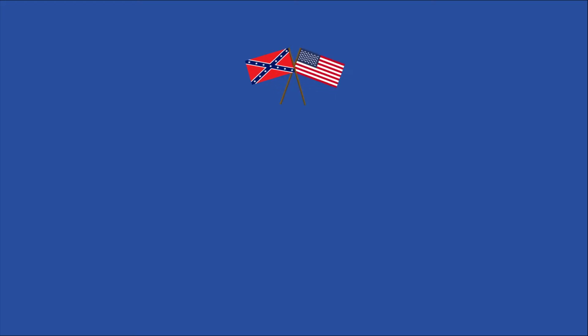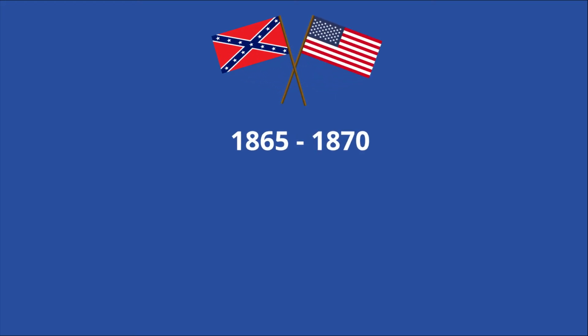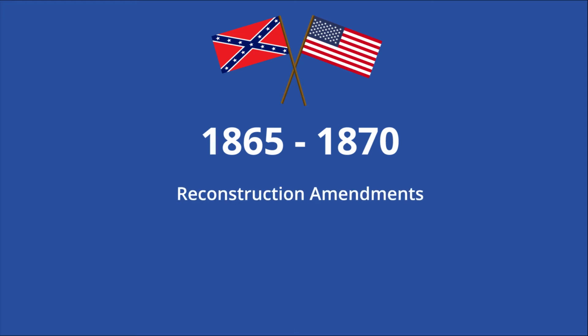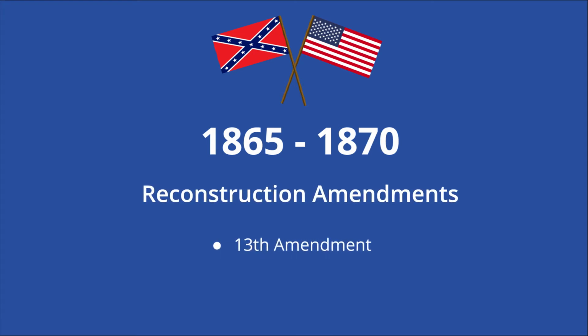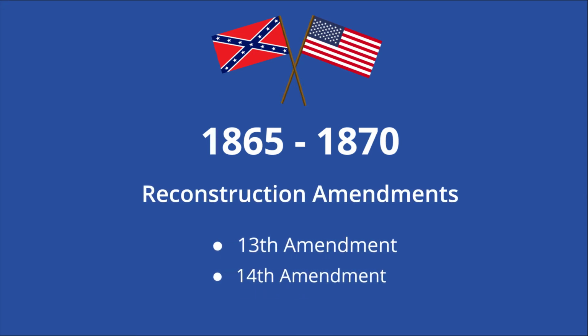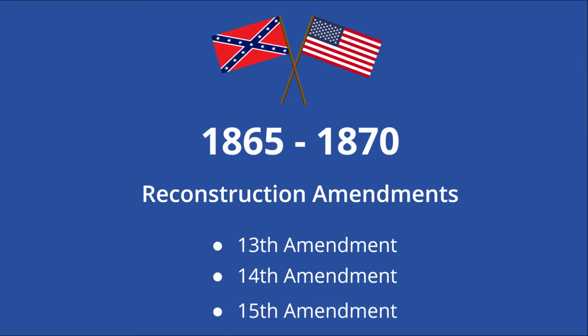In the 5 years following the Civil War, the 13th, 14th, and 15th constitutional amendments were passed to extend civil rights and legal protections to those who had previously been enslaved. These laws are often called the Civil War Amendments or Reconstruction Amendments, as they were passed in the Reconstruction era.